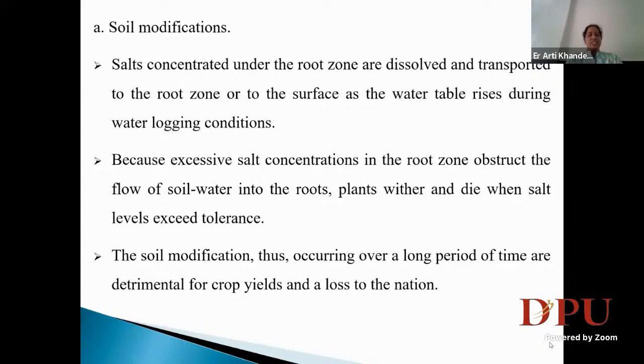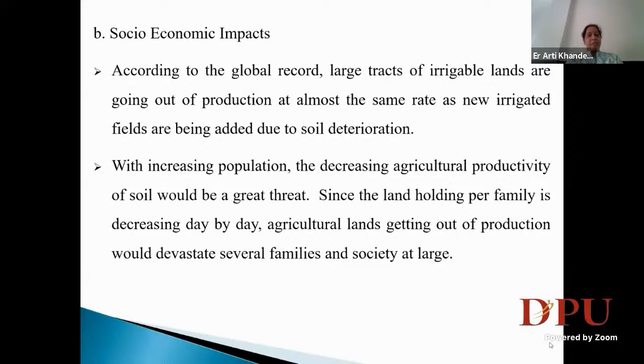We can state the salt is transported to the root zone or to the surface as the water table rises during the waterlogging condition. Because of the excess salt concentration in the root zone, the flow of water is obstructed, and the plant roots die with their soil level of tolerance. I already explained this. What is another socio-economic impact?